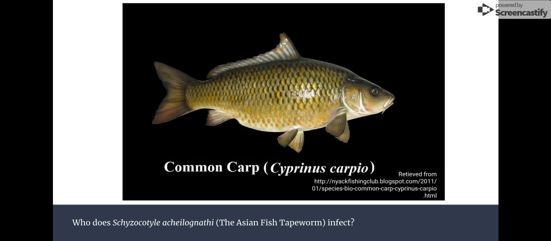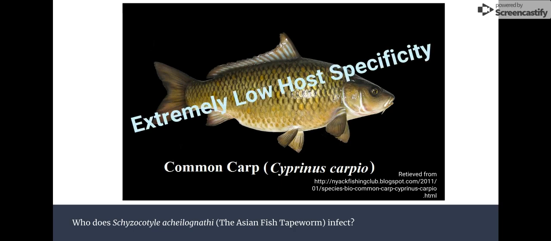Who does the Asian fish tapeworm infect? Well, it's very, very common on the common carp, Cyprinus carpio, and just in general, very common in any Cyprinus fish species. And so that's where it started, but because it has an extremely low host specificity, it can be found in so many more fish species, and it makes it extremely parasitic and super adaptable, which is a problem.